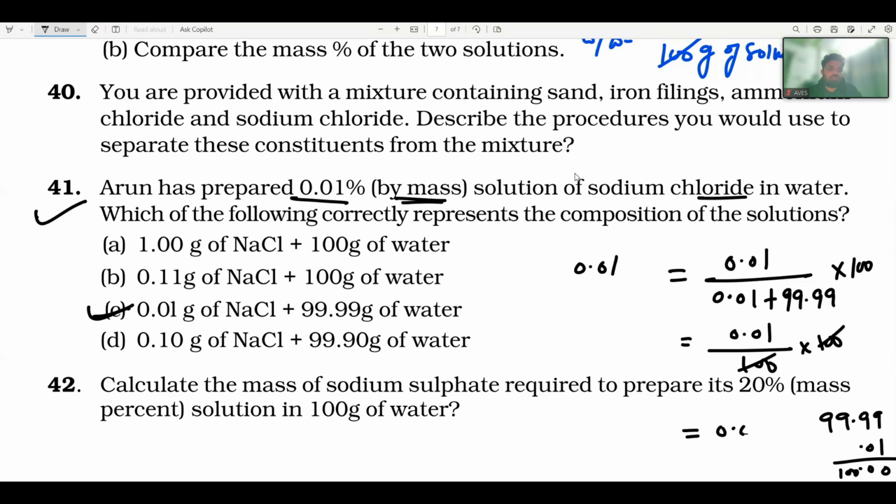In the other options you will get some other values. So this is the only correct composition.